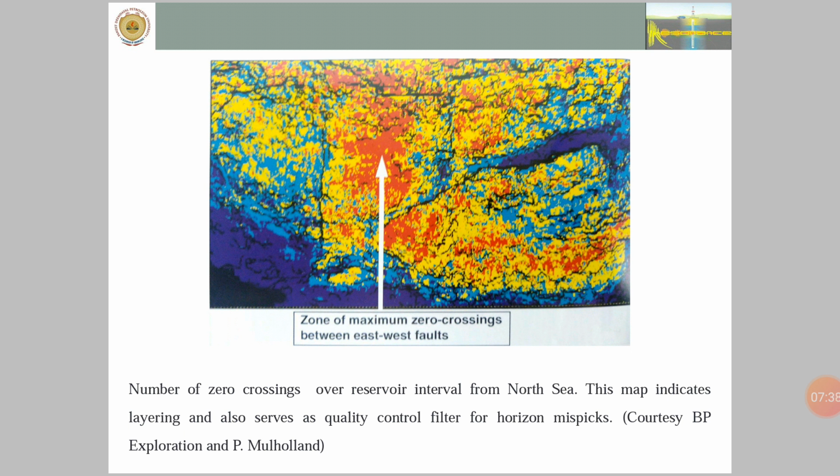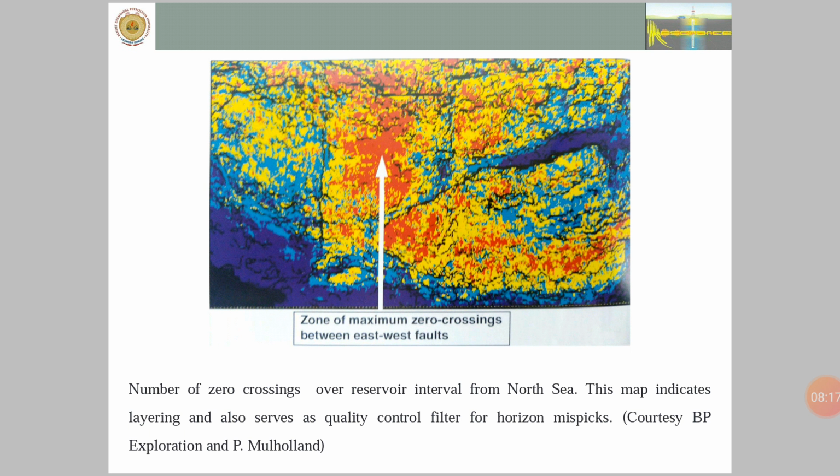Now, all of us know that when we map a 2D seismic section or a 3D seismic cube or a 3D seismic section, we either track manually or auto track, which is done automatically in the software used, in order to understand the reservoir continuity, in order to understand the horizon which is of importance to us. We have to map either on the peak or on the trough or on the zero crossing. This map indicates layering and also serves as a quality control filter for horizon mixed peak.